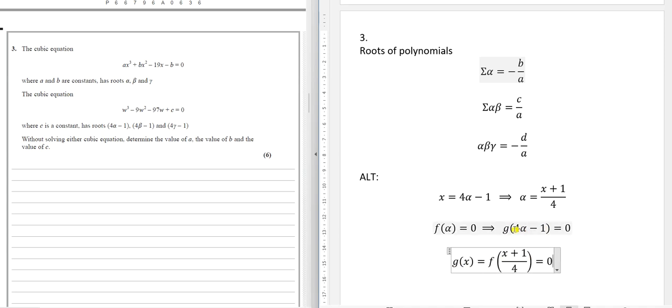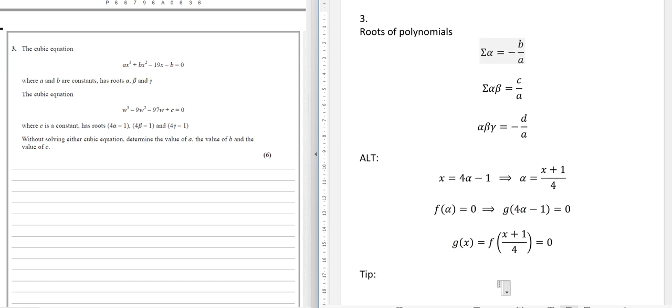In other words, 4 alpha minus 1 will be a root of this new function, provided the new function is created from the old function here. I'm going to add one tip to myself to remember: x add 1 over 4. I'm likely to have to square it, cube it, do various things with it.